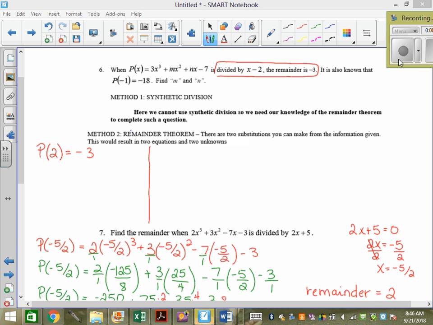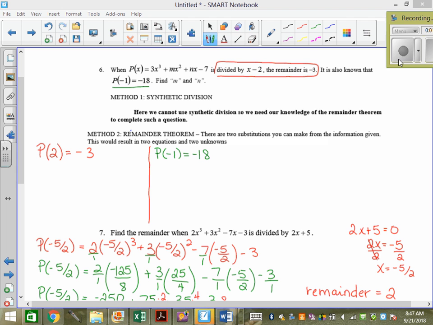It is also known that p of negative 1 equals negative 18. What does that mean? P of negative 1 equals negative 18. I'm filling what in for x? And then I get an answer of negative 18. So there's actually a point at negative 1 and negative 18 on this graph, correct? And I have a coordinate of 2 and negative 3 on this graph.